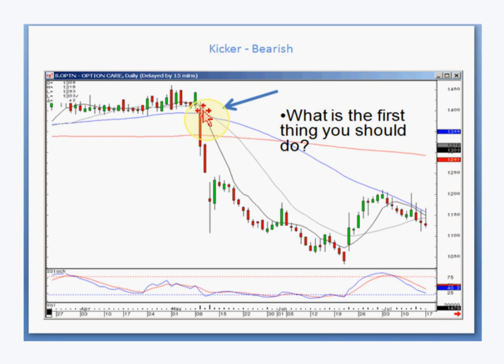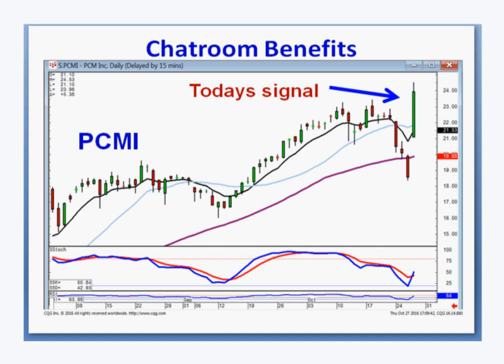If you happen to be long, the first thing you want to do is close out the position and get ready to go short. This is the advantage of the chat room that we have, because we have everybody looking for the same type of signals. Today, our PCMI was identified as a kicker signal. Opened here, closed here, probably the earnings kicked it in this direction. What's it tell us? There's probably going to be a lot more upside to this trade.